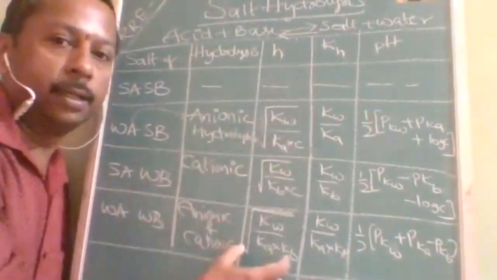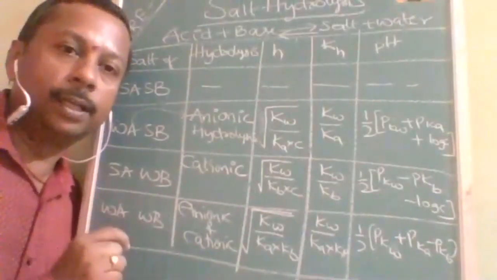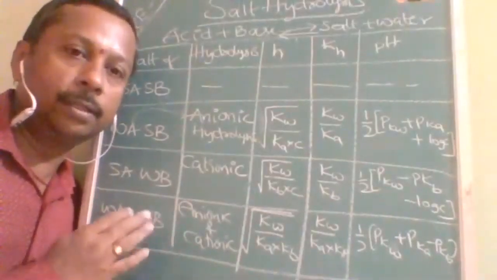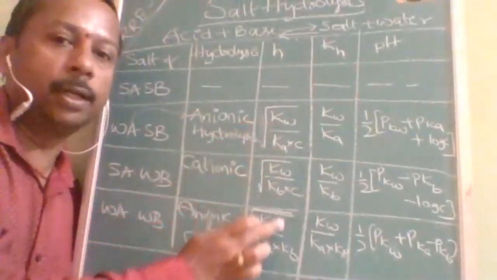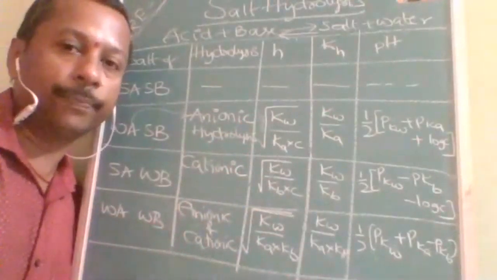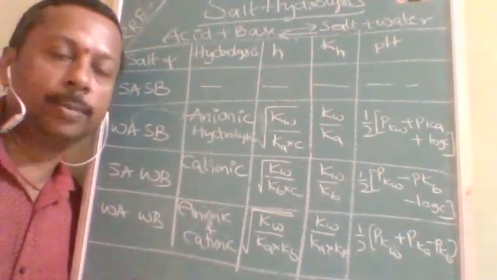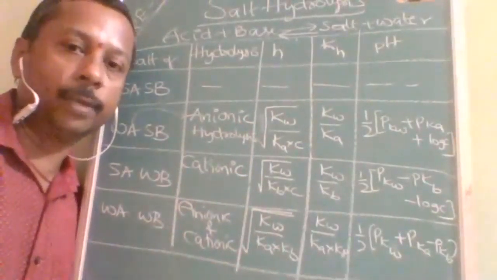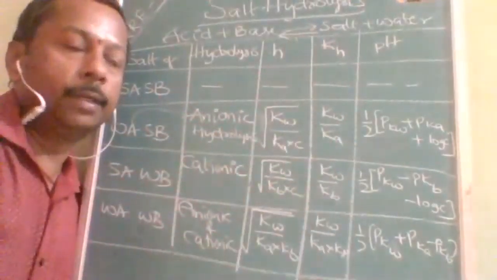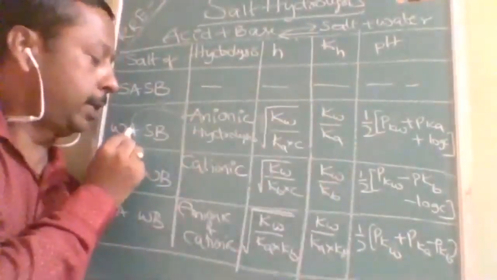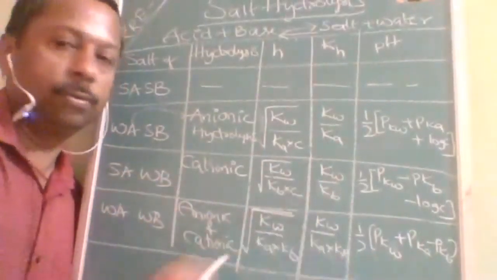Memory technique, is it understood? If the acid is weak, write Ka. If the base is weak, write Kb. If both are weak, write both and delete C. But the square root and Kw are common. This is the formula for degree of hydrolysis, how much of the hydrolysis took place. Then the hydrolysis constant is simply Kw upon Ka for a weak acid. Here the base is weak, Kb. Both are weak, Ka into Kb.